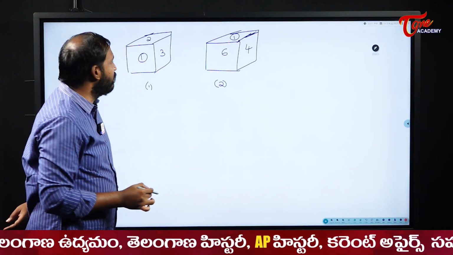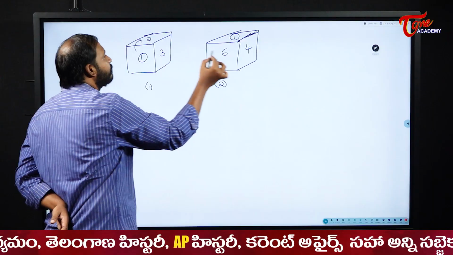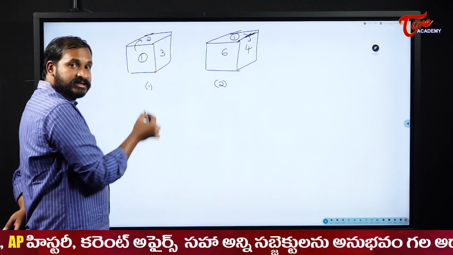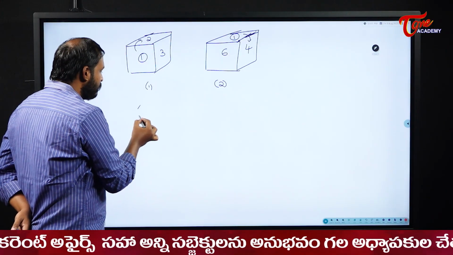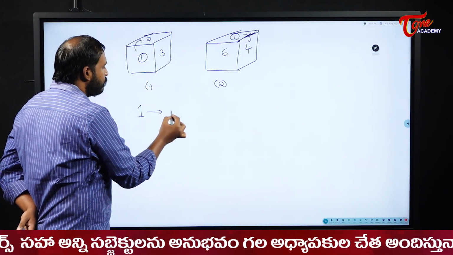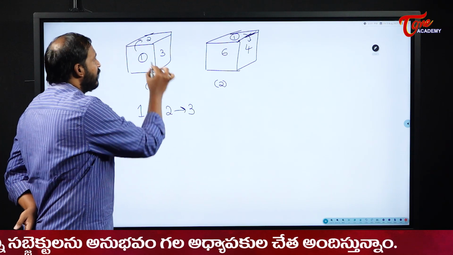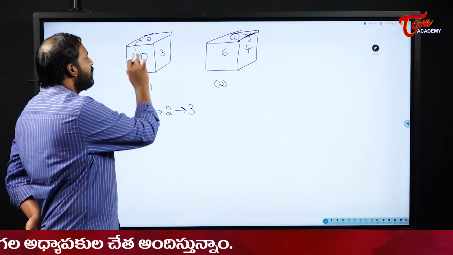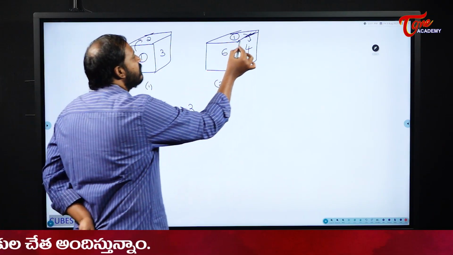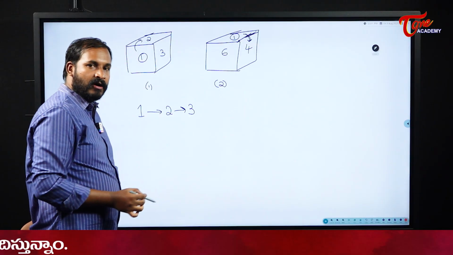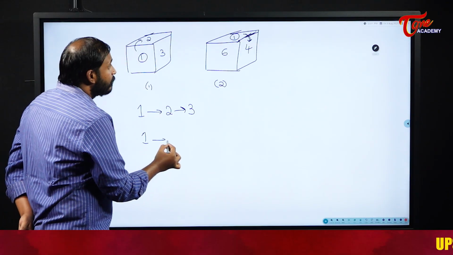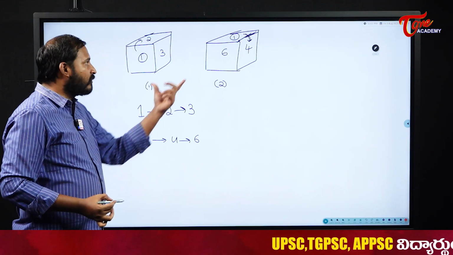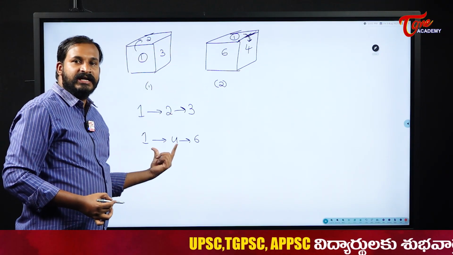Now what I will do, I will move in clockwise direction from 1. When I move in clockwise direction from 1, I get 1, then next 2, and then next 3. It is up to you, you can move in clockwise or anti-clockwise, it doesn't matter, but here I am moving in clockwise direction. Similarly, from 1 if I move in clockwise direction, it becomes 1, 4 and 6. This is the data which we get here.